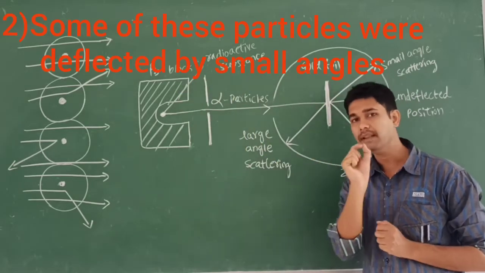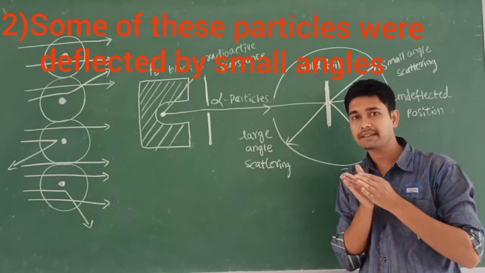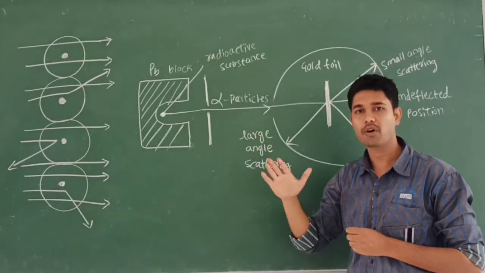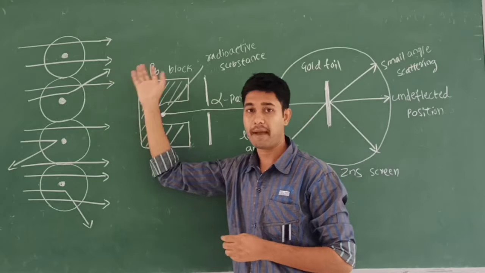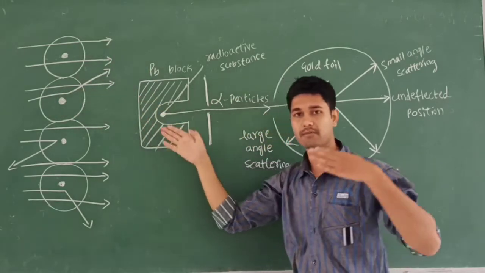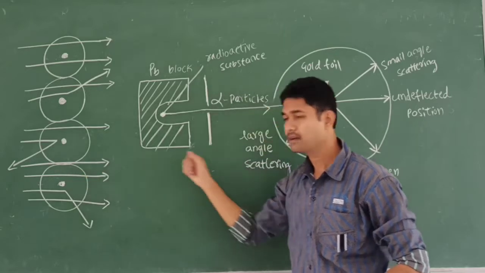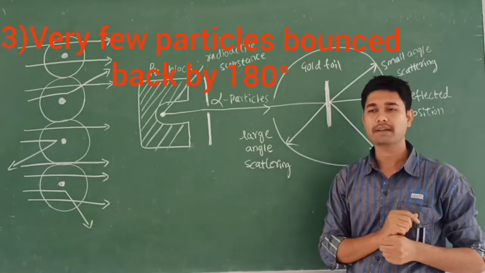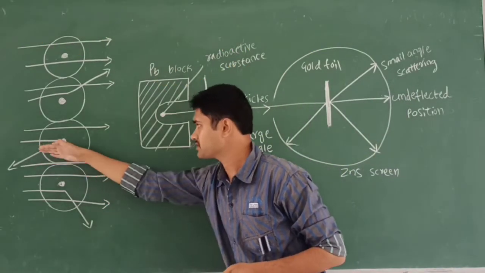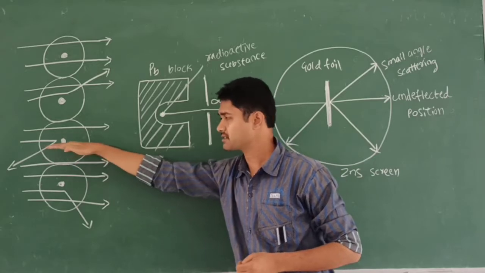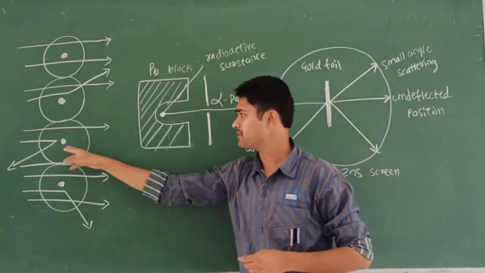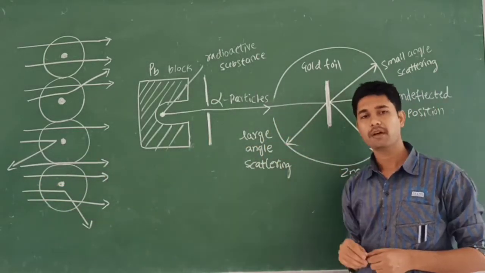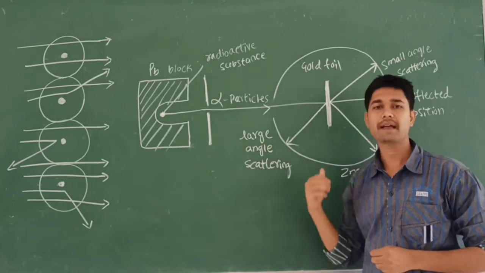Only some of the particles get deflected by small angles. So these are called small angles. Only small angles are called deflected, and the maximum number will be undeflected. Like this, they are moving straight forward. And very few particles get bounced back by nearly 180 degrees. This is a particle which strikes what is called the nucleus of an atom. When the alpha particle strikes it, it gets bounced back by nearly 180 degrees. So Rutherford observed many things from this experiment.